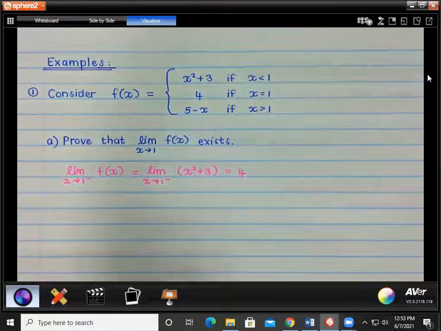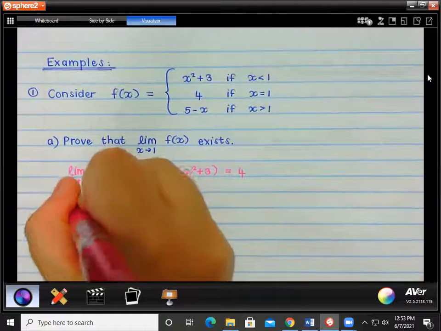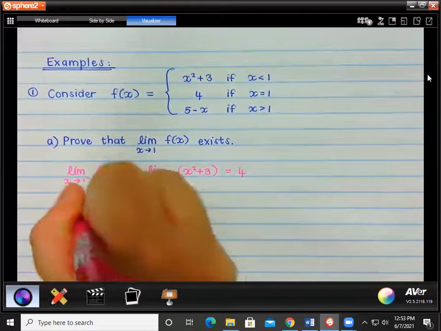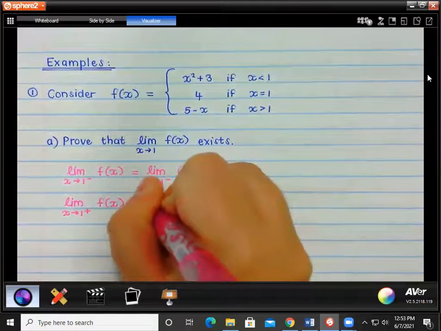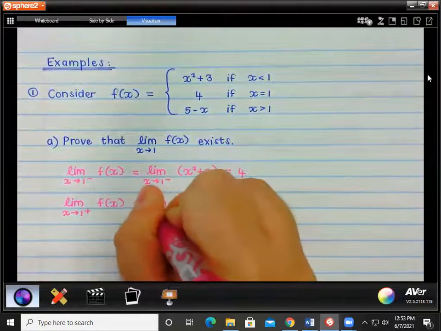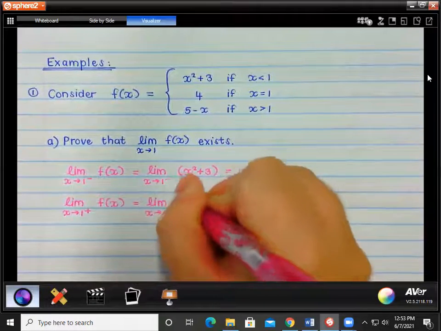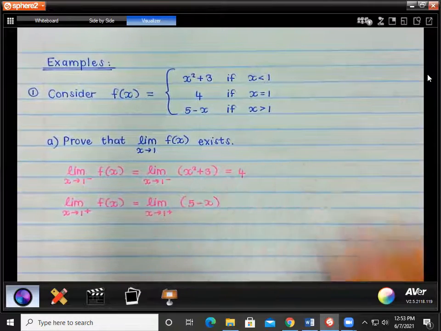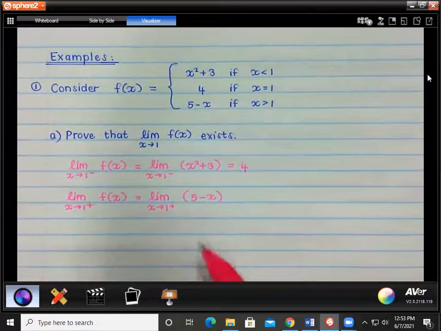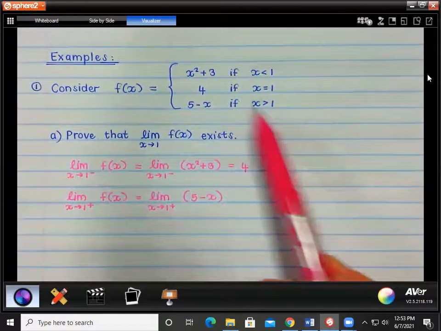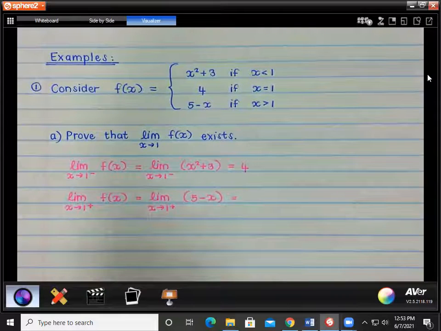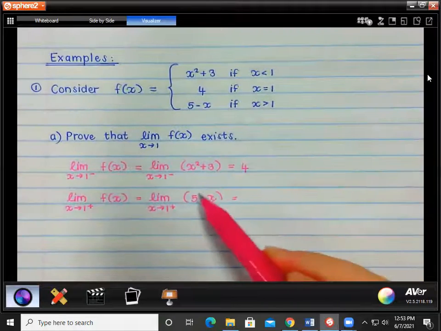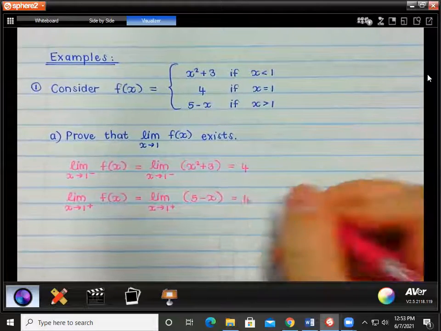Now we need to check what the limit of f of x as x tends to 1 from the right would be equal to. So limit as x tends to 1 from the positive side, from the right. Again, this next part is optional, but it will obviously be 5 minus x, all right? Because if we're approaching 1 from the positive side, we're coming from where x is greater than 1. So it's 5 minus x. Again, there's nothing complicated with that limit. We can just sub 1 in. So we're going to have 5 minus 1, which is 4.